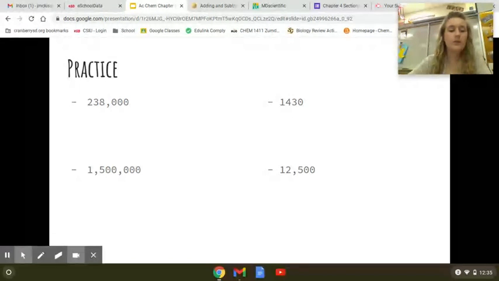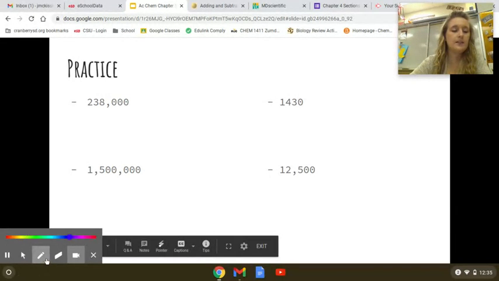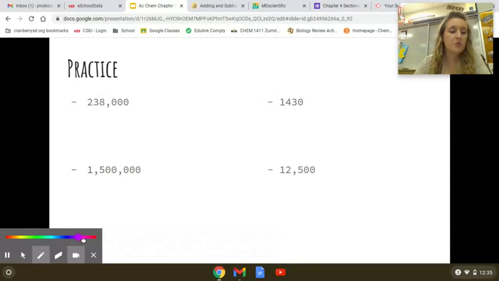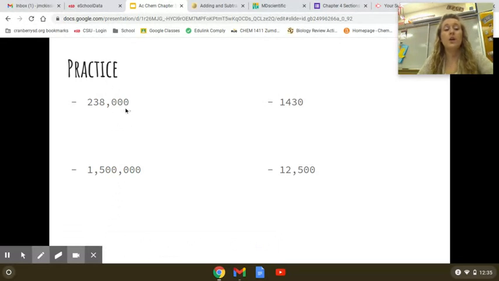Okay, so here we go. Let's do a little bit of practice. Let's go with purple-ish this time. Okay, so our first rule was to move the decimal place so that there is only one number to the left of the decimal, and that number is between 1 and 10, but not greater than 10.